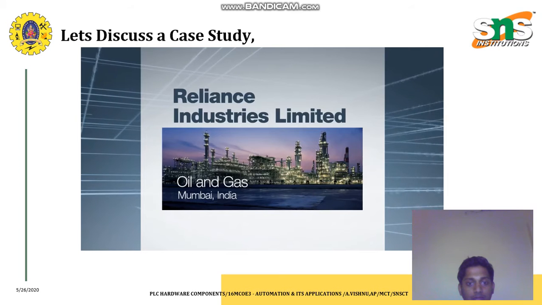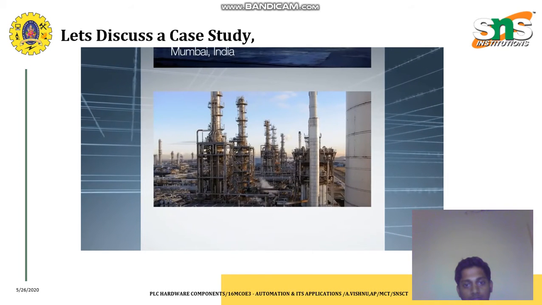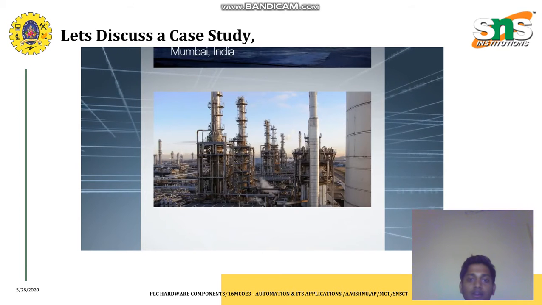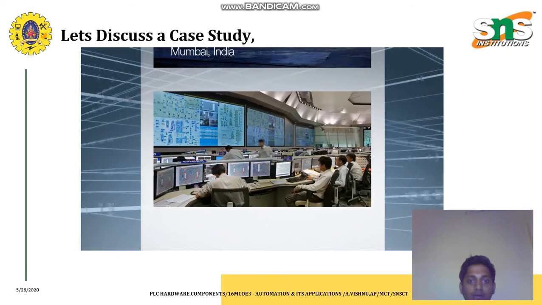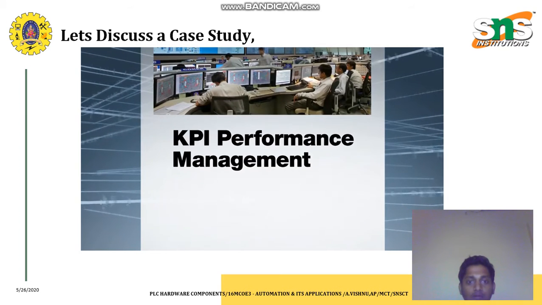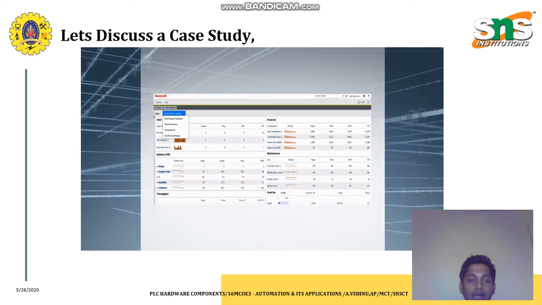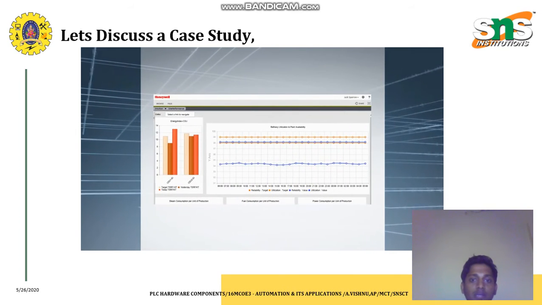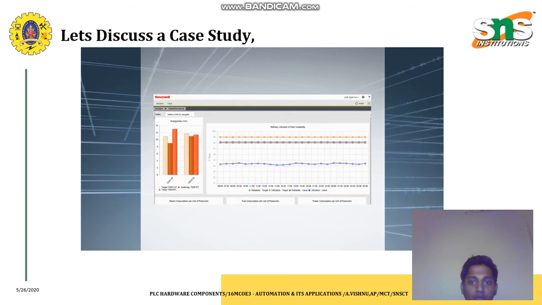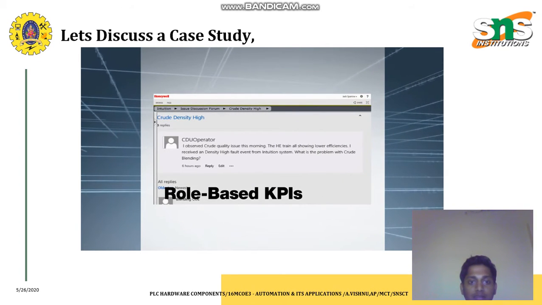Refining and petrochemicals. At the Honeywell Users Group Americas, Reliance shared how Honeywell software transformed their complete headquarters into a digital one with a KPI performance management system, which is nothing but a Key Performance Index monitoring system. With this, you can index all the performance of every operation on a unified basis.